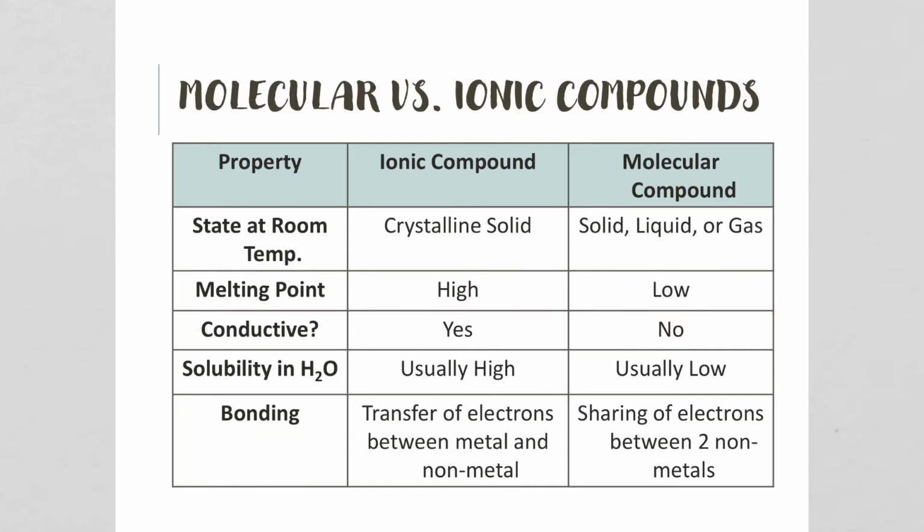And finally, the bonding between each is different. With ionic compounds, there's a transfer of electrons from the metal to the non-metal. So there's not a sharing of electrons. It's actually a full transfer. Whereas molecular compounds share their electrons between the two nonmetals in their bond. We'll learn later that sharing isn't always equal, and that can lead to polar molecules, but that will be for another lesson.